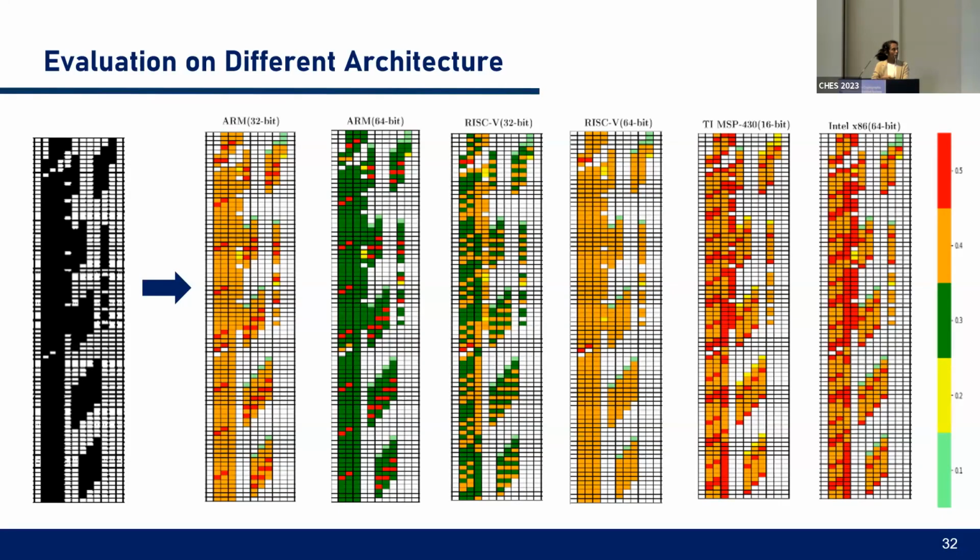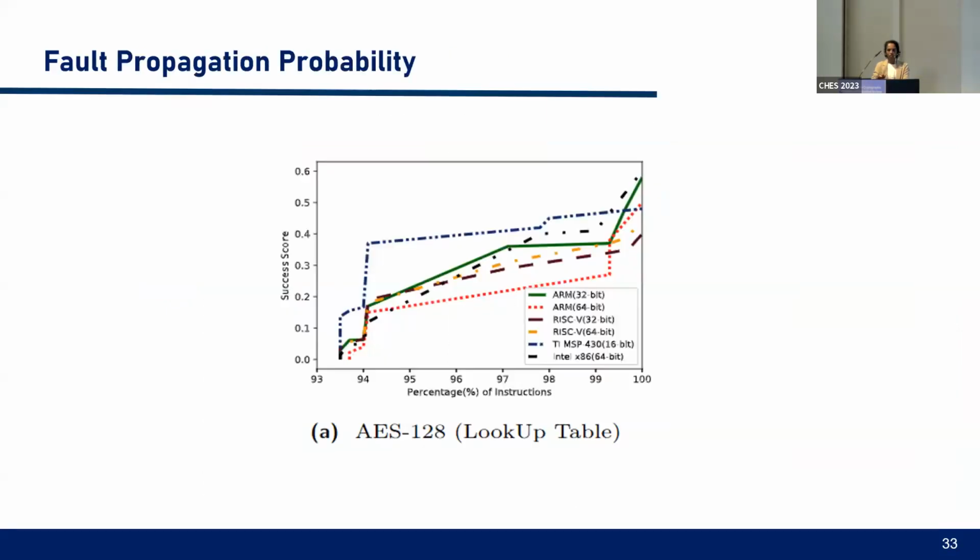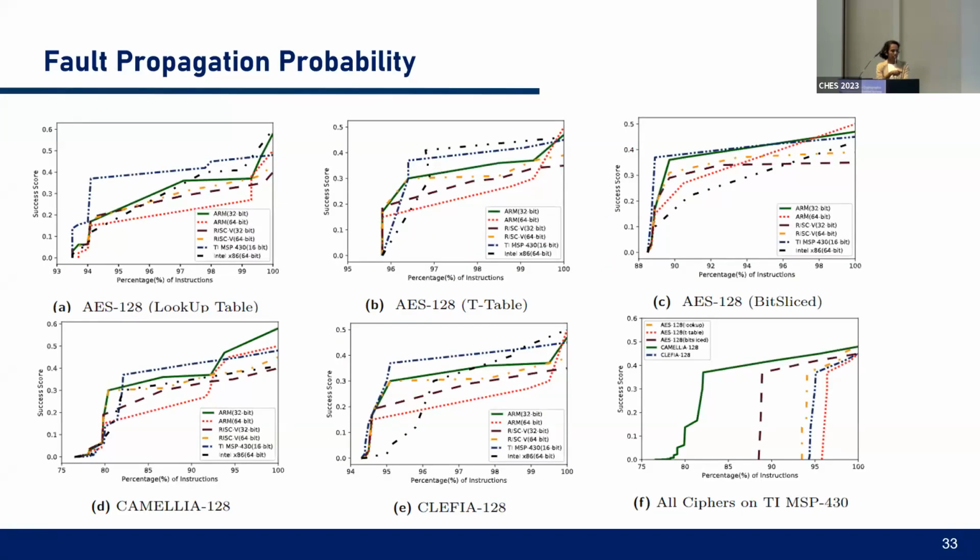64-bit. And apart from this, we have evaluated it on different implementations of AES and ciphers like Glyphia, Camellia, and so on. The graph shows the percentage of instructions and the success score. From the graph, we can see that TI MSP 430 has around 6% of instructions which have a success score above 0.3. And the lowest is for ARM 64-bit. Similarly, we have evaluated other ciphers as well. And the final graph shows the evaluation of ciphers on TI MSP 430.